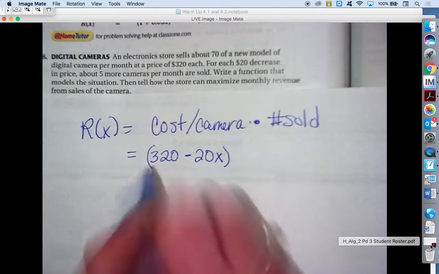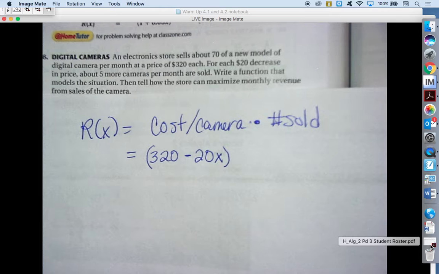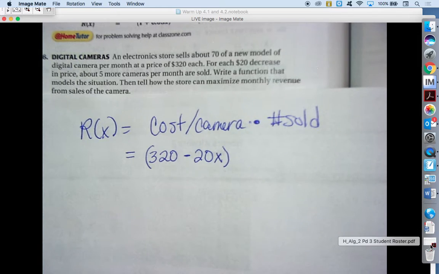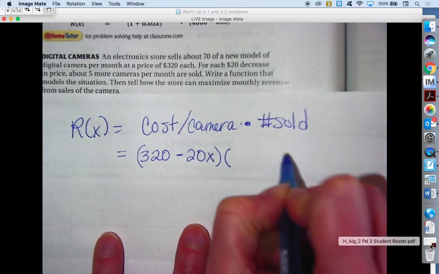The reason you put an x there is because the x represents the number of times you're actually taking the price reduction. The 20 is reducing it 1 time, but what happens if I want to reduce it 2 times or 3 times or 4 times so that I can sell more cameras and therefore get a larger profit? So that's why the x is in the problem. The x represents that cost reduction that you're applying to your cost.